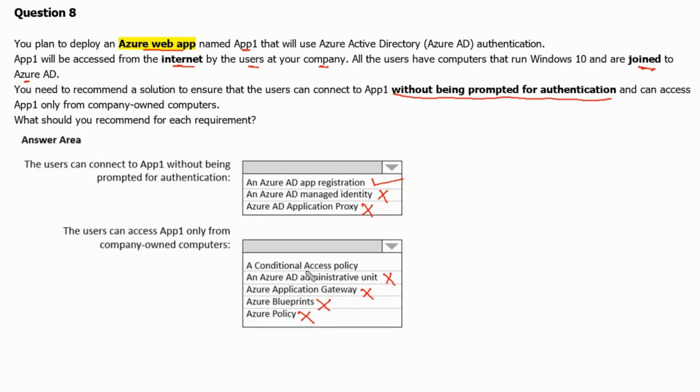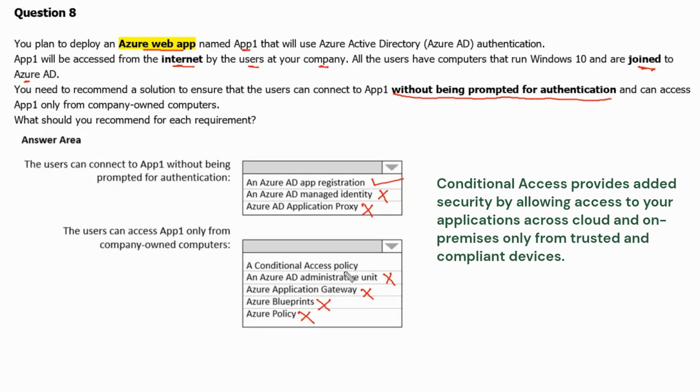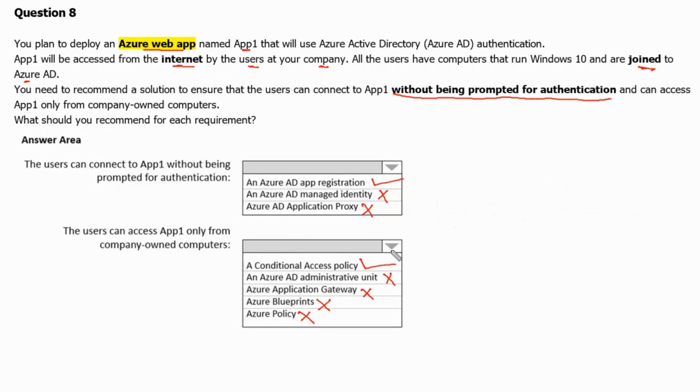Now we are left with conditional access policy. Azure Active Directory conditional access policies allow you to define and enforce specific conditions under which users can access applications. Therefore, this is the correct answer.